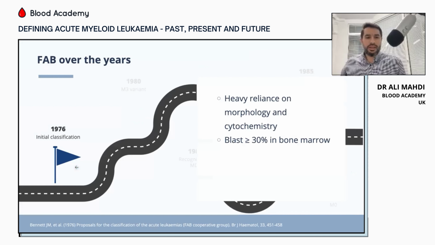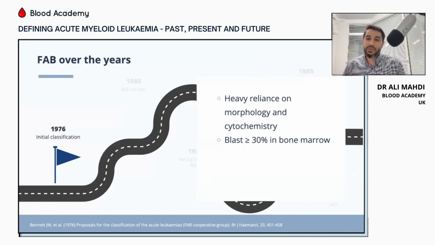So right at the beginning, 1976, we didn't have a huge amount of diagnostic tools with acute leukemia. There was a heavy reliance on morphology and cytochemistry. And importantly, as we'll realize later, the blast percentage given as the cutoff at that point to define acute leukemia was 30% or more just within the bone marrow.